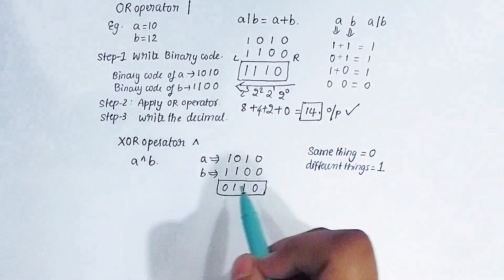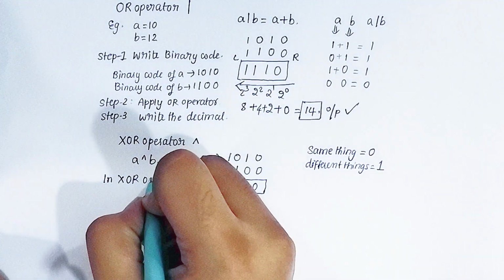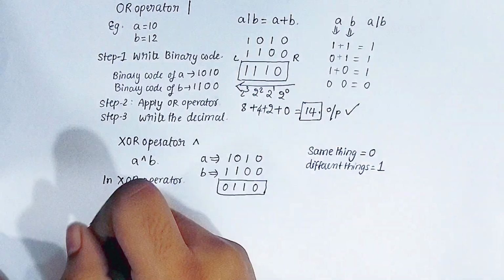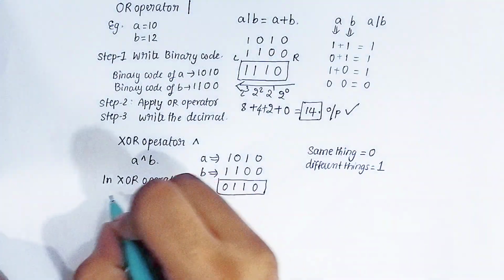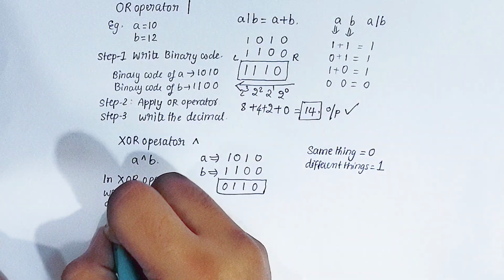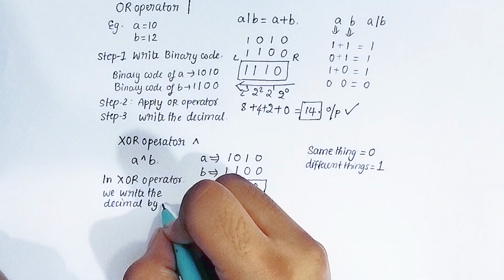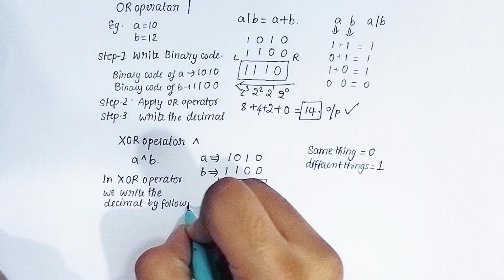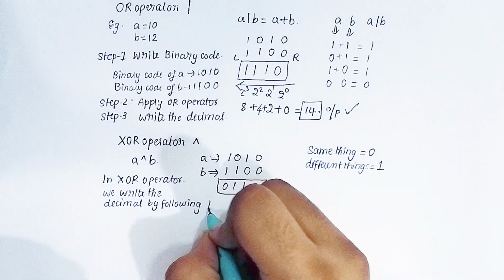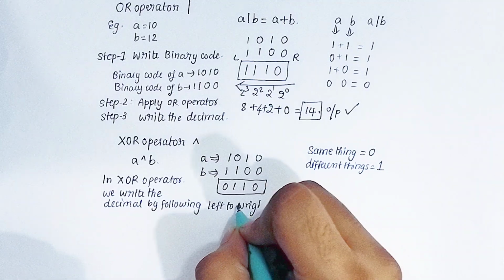So next, step 2 is to use the XOR operator, which we have done. Now step 3 is to convert the binary code to decimal. Especially in the XOR operator, we need to be careful in this step. So listen carefully. We need to write the decimal by following this rule: we write the decimal from left to right. I hope you got this point.